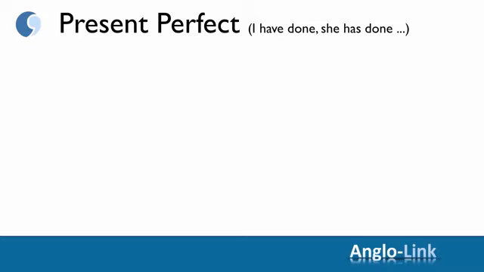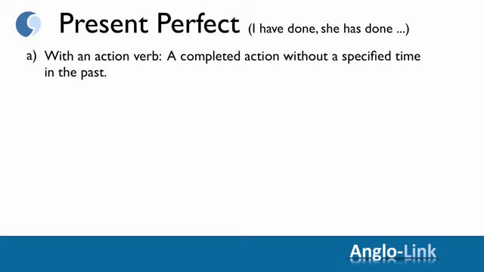Now you have to be careful with present perfect, whether you're using it with an action verb or a state verb. Let's look at the usage of the present perfect tense with an action verb. When you use this tense with an action verb like sit, go, come, dance, etc., it indicates a completed action, but there is no time specified in the past. The following expressions require this tense, because they do not refer to a specific time in the past. They mean some time in the past until now.